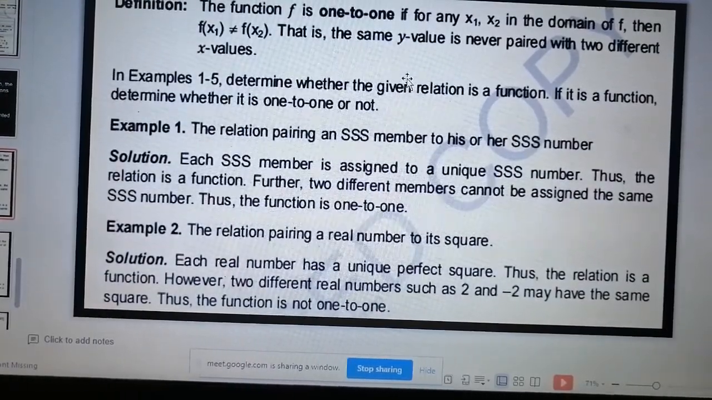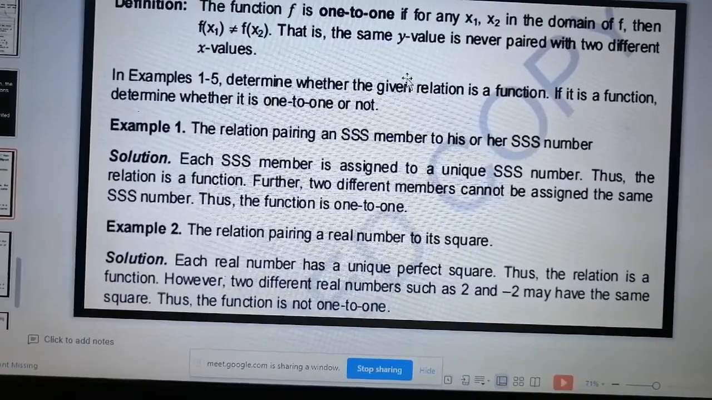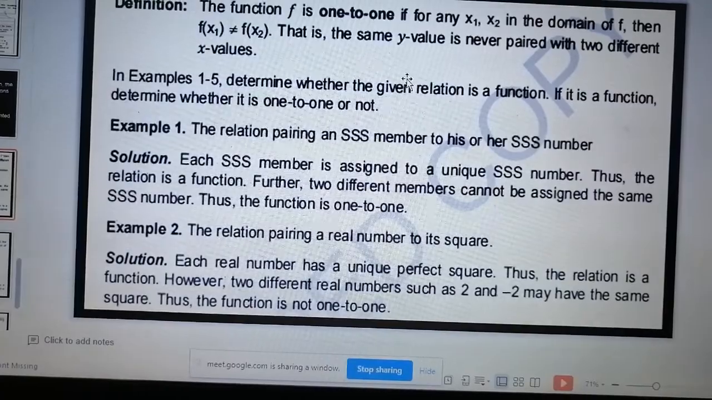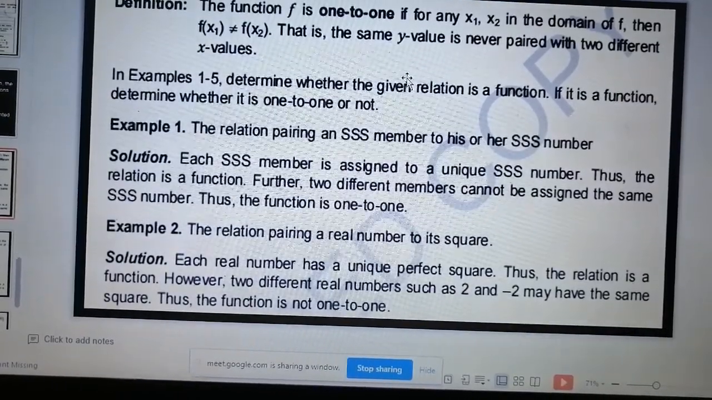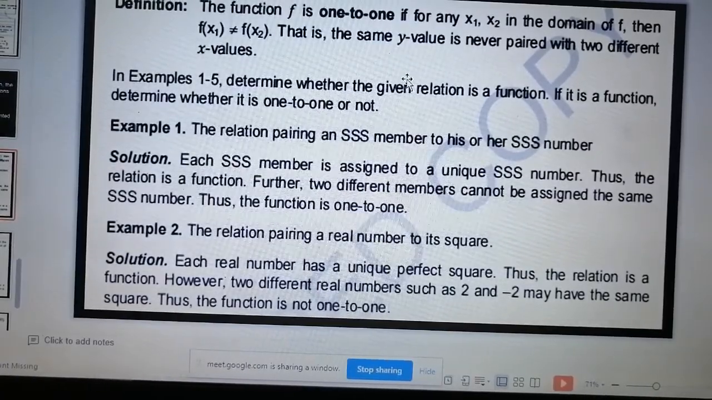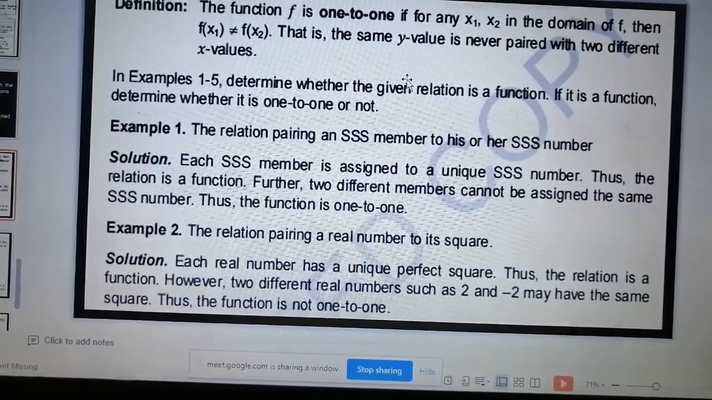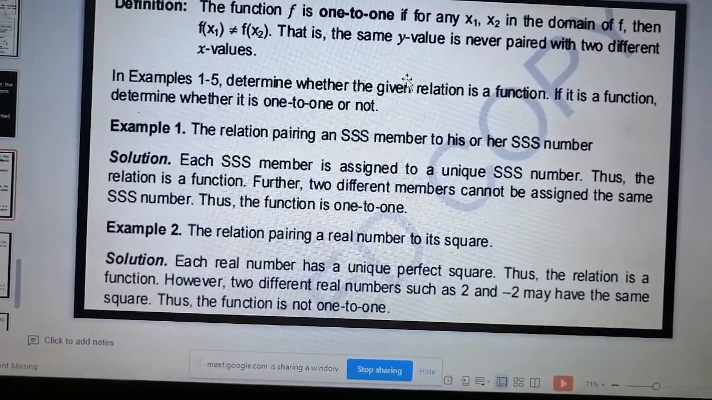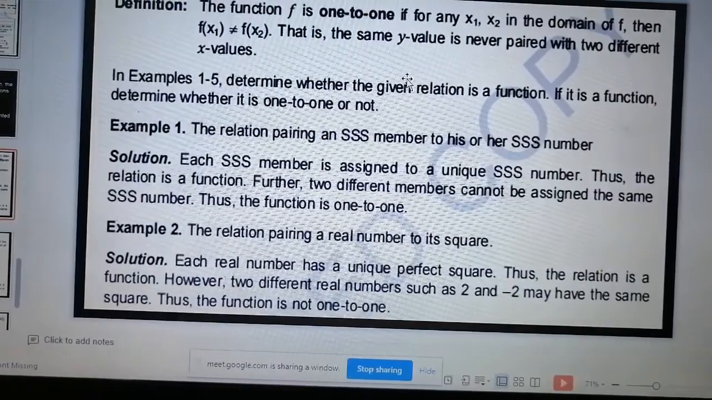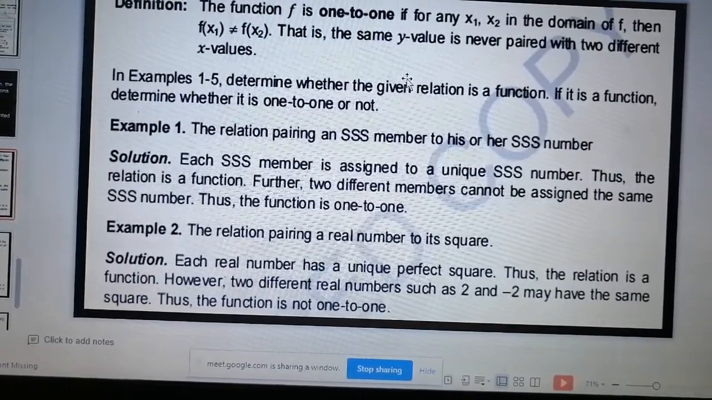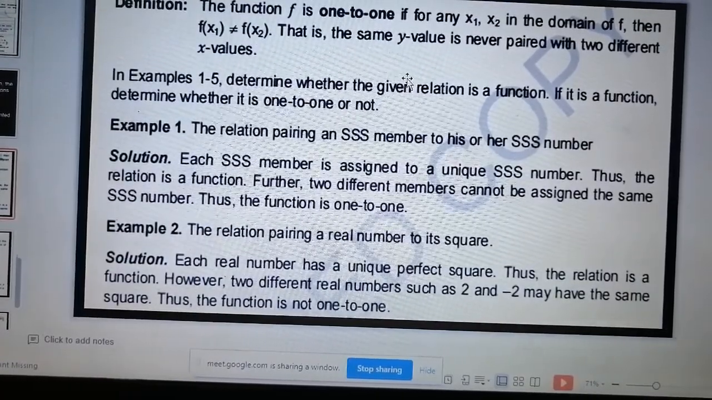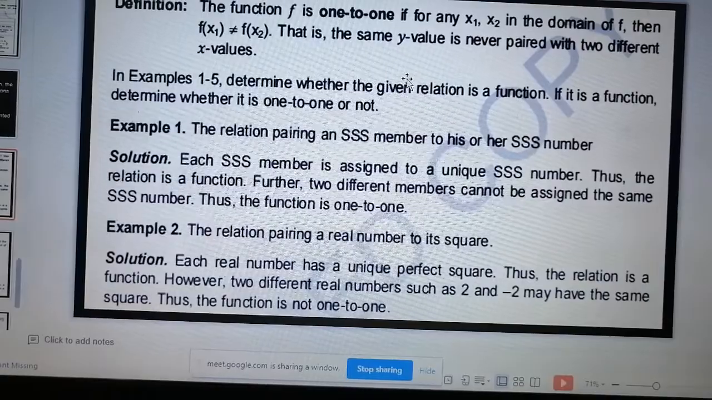Meron bang relation pairing ng SS na member ang bawat isa, anak? Ibig sabihin, may pagkakatulad ba ang mga SS number ng bawat isa? I know wala pa kayong SS number. Tama ba? Yung parents nyo meron. Tama ba? Okay. Meron bang tao na parehas ang SS number?